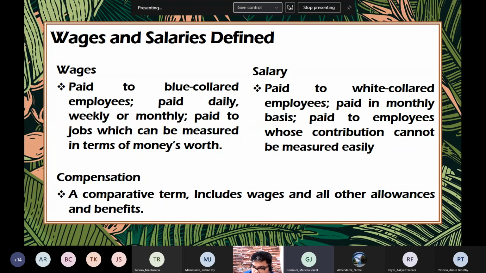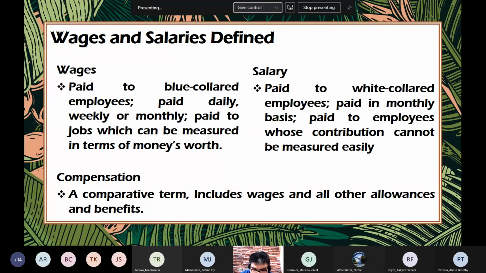Salary: paid to white-collared employees, paid on a monthly basis, paid to employees whose contribution cannot be measured easily. Salary sa Tagalog ay sweldo. Katulad ni Judith, yung binanggit natin last term. White-collared employees, and usually monthly. Pero hindi naman talaga monthly. Rather, quincenas, in the Philippine practice.